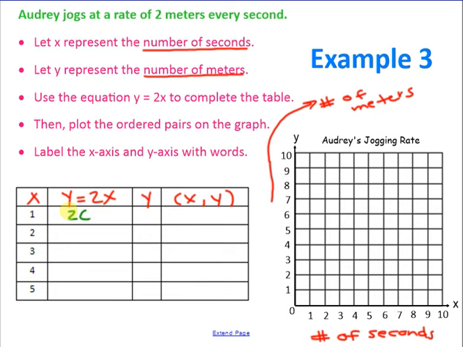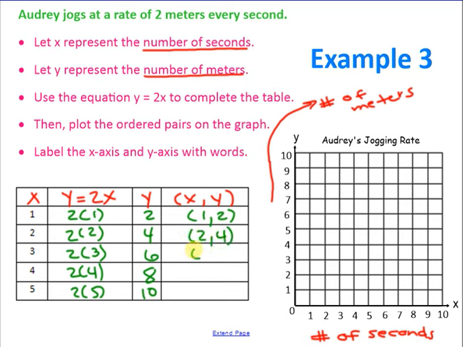So it's going to be 2 times 1, 2 times 2, 2 times 3, 2 times 4, and 2 times 5. So 2 times 1 is 2, 2 times 2 is 4, 2 times 3 is 6, 2 times 4 is 8, and 2 times 5 is 10. So our ordered pair is 1, 2. Our next one is 2, 4. Our next one is 3, 6. Our next one is 4, 8. And our next one is 5, 10.